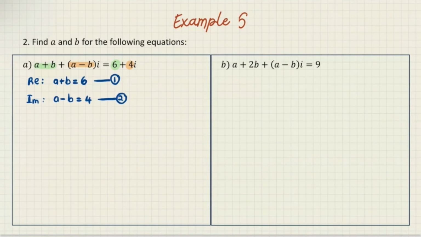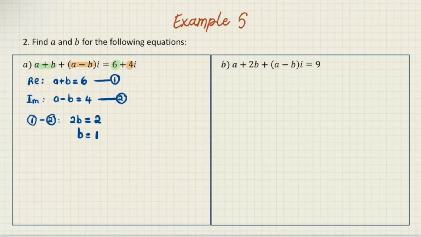So what I'm going to do, I'm going to eliminate A. So I'm going to use equation 1 minus equation 2. When we minus equation 2, A minus A will become zero. And then B minus negative B will be equal to 2B. And 6 minus 4 will be equal to 2. And here I'm going to get 2 divided by 2 which gives 1. So that is our B.